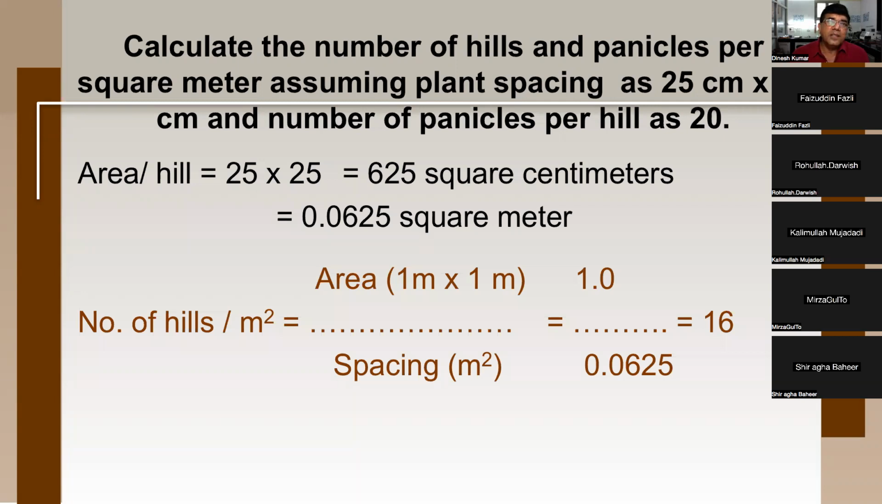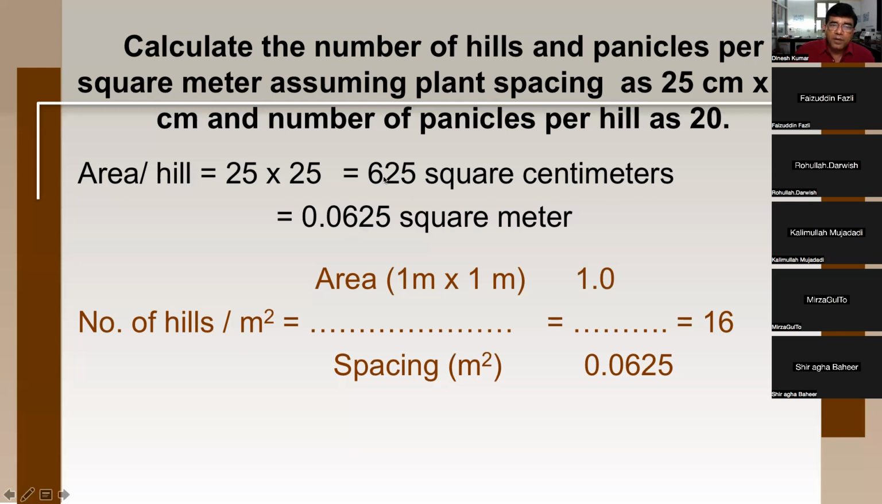So now you need to calculate the number of hills and panicles per square meter. Like you did in the last example, here you need to calculate area per hill. Means in one place, if you are transplanting one seedling, how much area is occupied? So you know the spacing is 25 by 25. This is in centimeters. So 25 centimeter into 25 centimeter is equal to 625 square centimeter. So this much area is occupied by one plant.